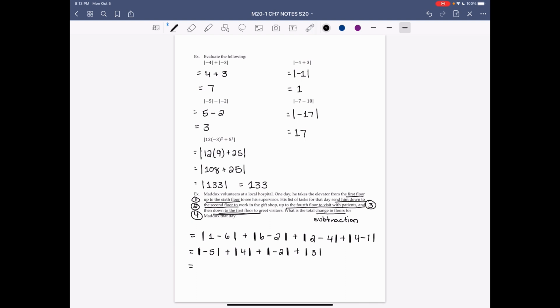Now we can evaluate each absolute value. Absolute value of -5 is 5, plus absolute value of 4 is 4, plus absolute value of -2 is 2, plus absolute value of 3 is 3. And then we can add them together. 5 plus 4 is 9, plus 2 is 11, plus 3 is 14. Maddox's total change in floors for the day is 14 floors. That brings us to the end of Chapter 7, Lesson 1.